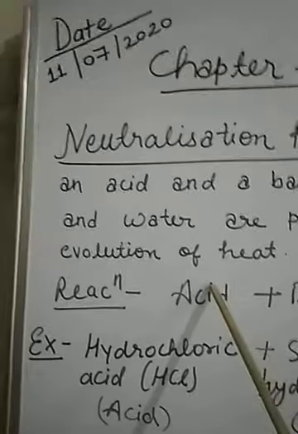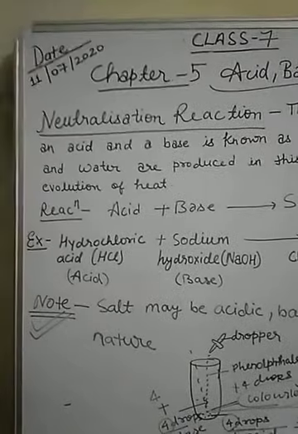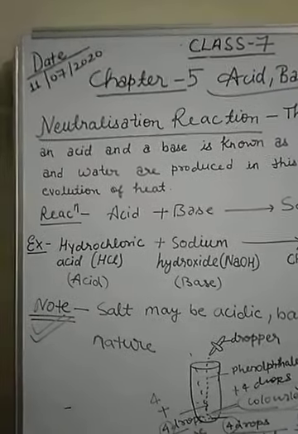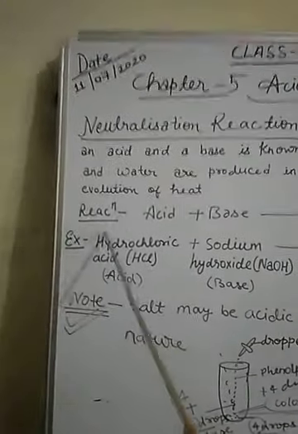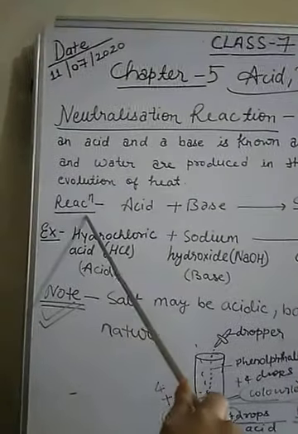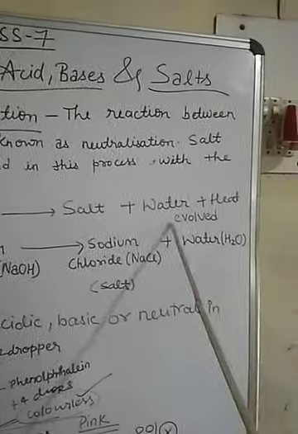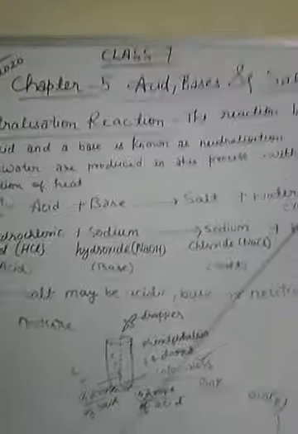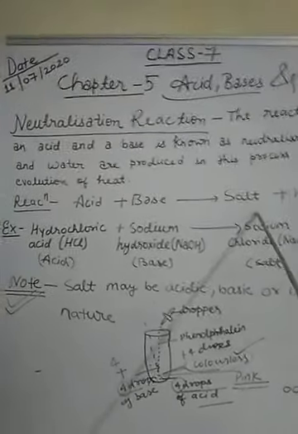So children, neutralization is a reaction in which an acid reacts with a base to form salt and water, and heat is evolved. Children, you can represent the reaction in equation form. Reaction: acid plus base gives salt, water, and heat is evolved. So this is the reaction equation of the neutralization reaction. I am explaining it with the help of a suitable example.